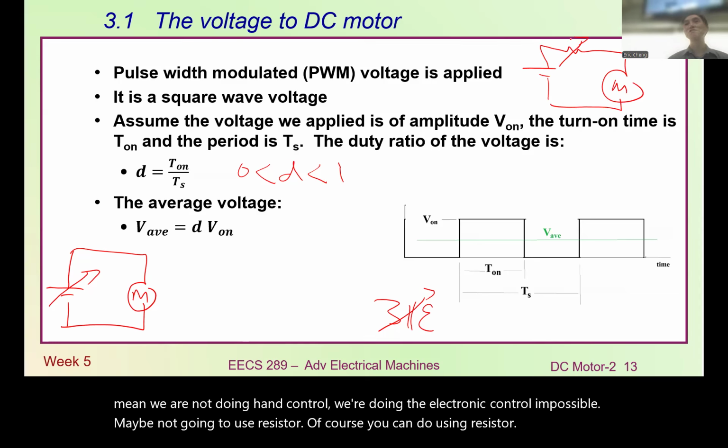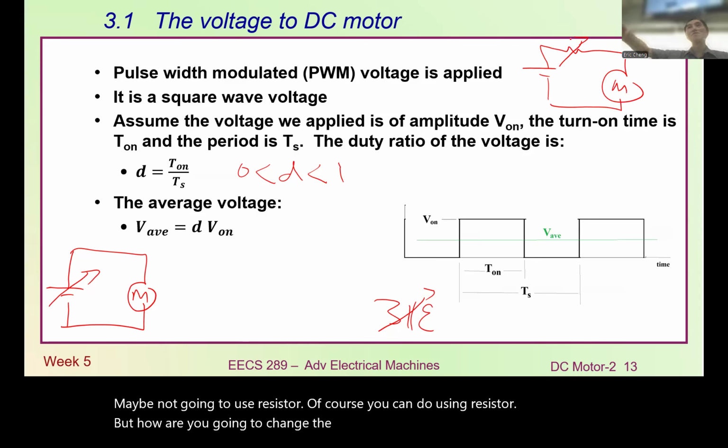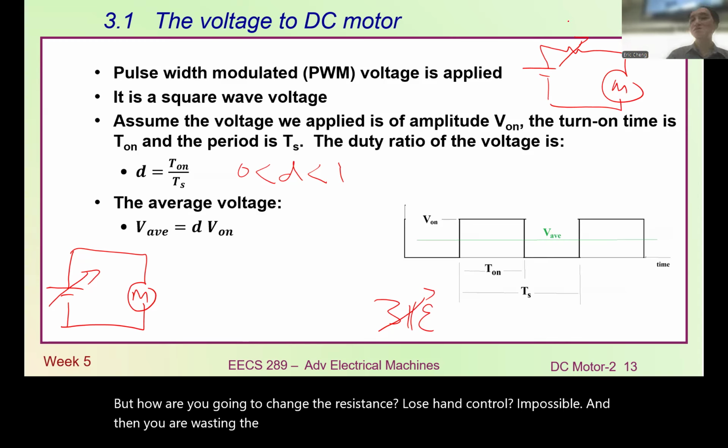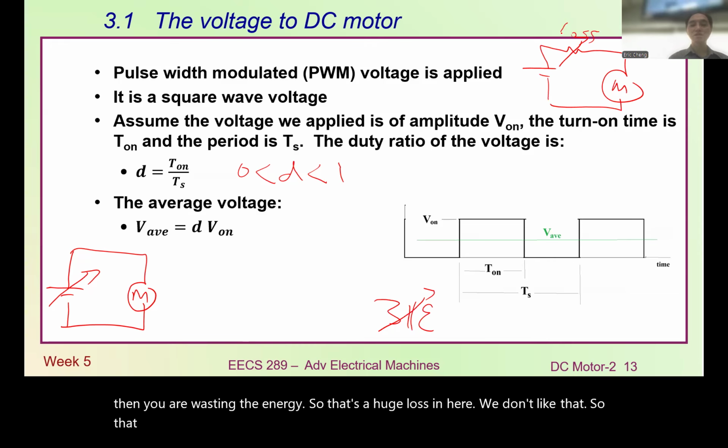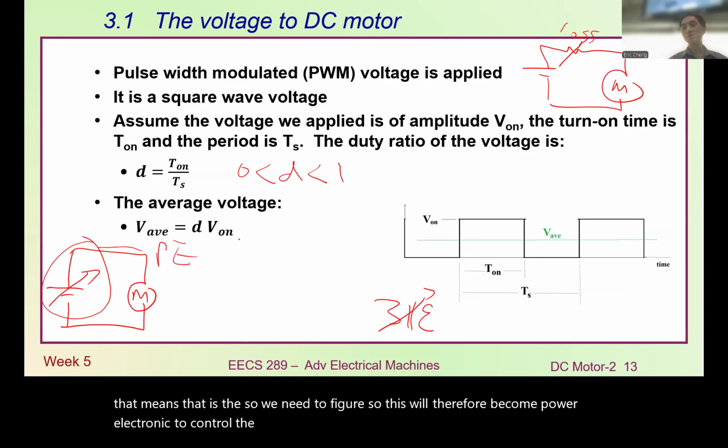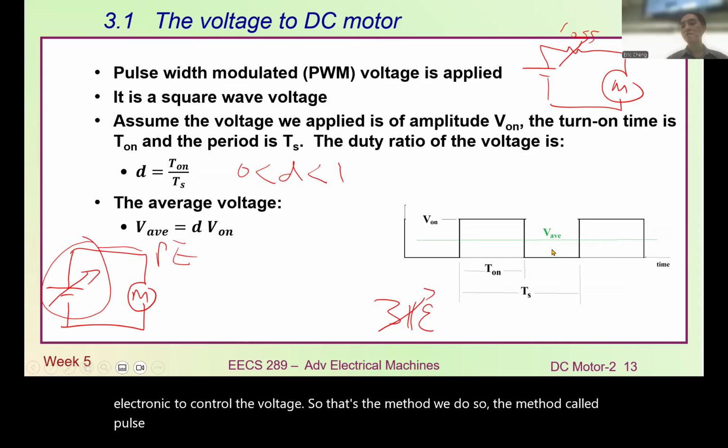But how are you going to change the resistance? Use hand control? Impossible. And then you are wasting the energy. So that's a huge loss in here. We don't like that. So we need to think about this, which will therefore become power electronics to control voltage. So that's the method we use. The method is called pulse width modulation, to control the pulse width in order to control the voltage.